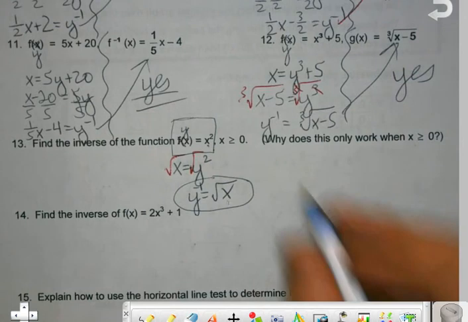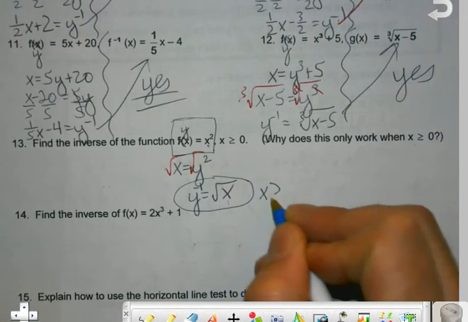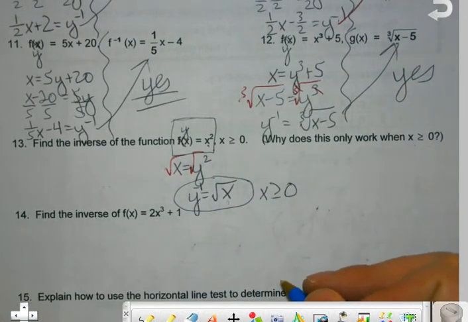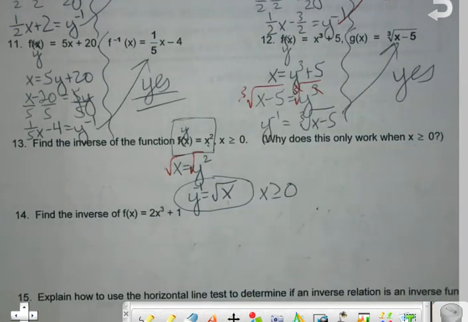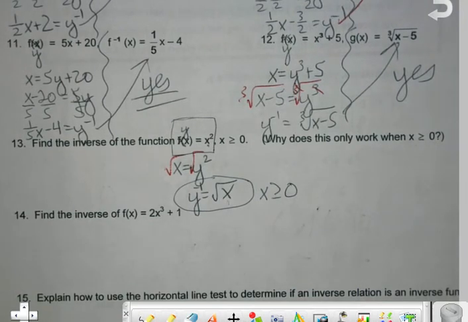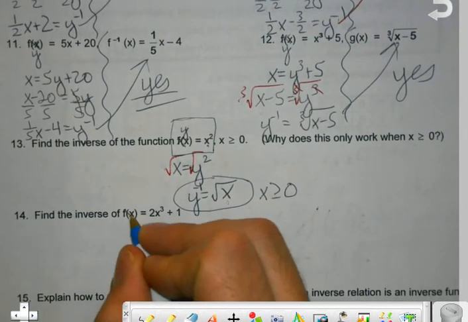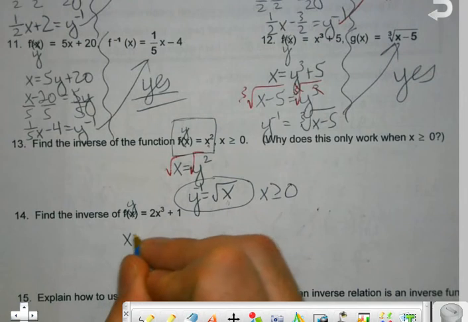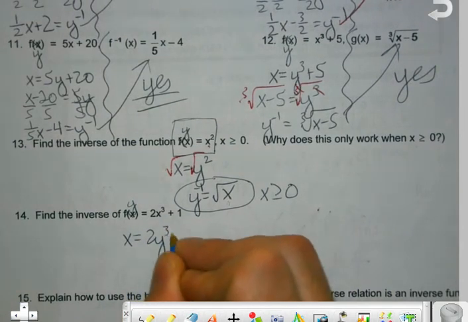So I have to be careful when they give me information like this to use that as a clue, saying, ooh, it means there's going to be a restriction on my domain when I get to this part. But that's all I have to do here. Okay? So don't let the fancy wordiness and x is greater than or equal to 0 throw you off. You're just finding the inverse. You're switching x and y, and you're solving for y. So keep doing that. But, as was mentioned earlier, there's a couple of things that we do not have to worry about.